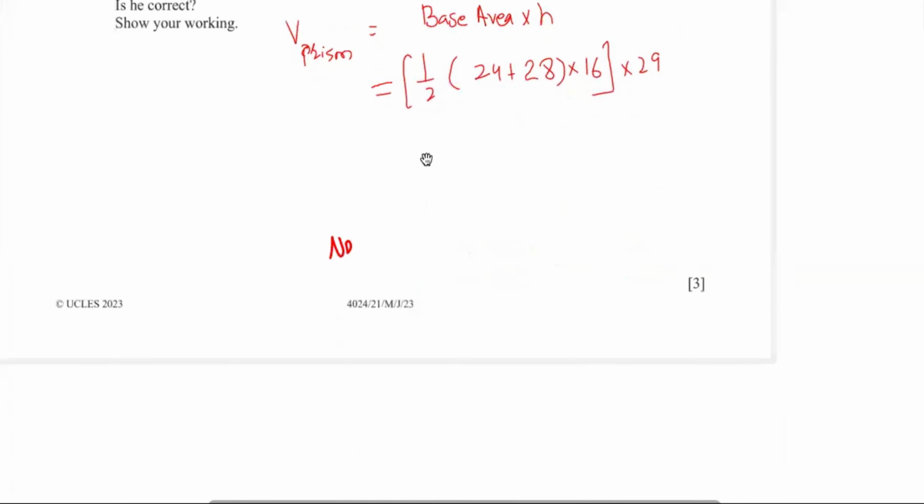Now we simplify it. 2 times 8 is 16. We write it as 8 multiplied by 24 plus 28, which is equal to 52, multiplied by 29. And this total, in cubic centimeters, is the volume of the prism: 8 multiply 52 multiply 29 cubic centimeters.